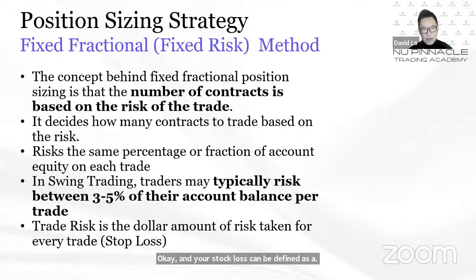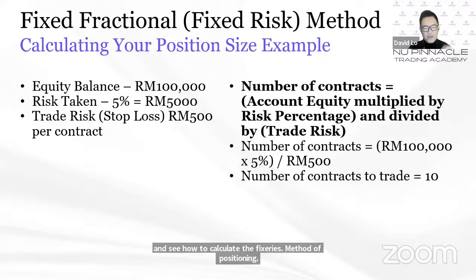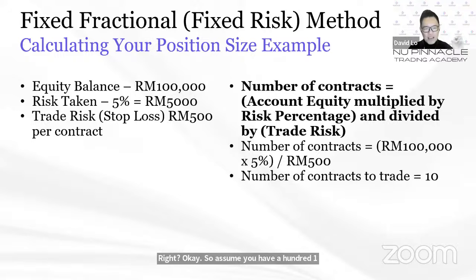All right, so let's move on and see how to calculate the fixed risk method of position sizing. We assume you have 100,000. If you're trading DVTC, Bursa is so kind to give you virtual money of 100,000, I think I'm correct. Let's say you trade swing trading, and I want to trade the maximum risk that is available. So I trade 5% risk, so that's 5,000 ringgit.